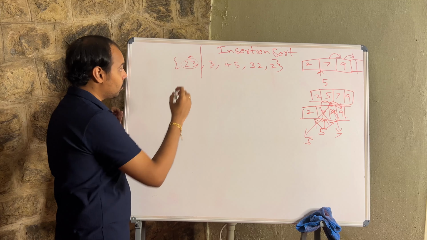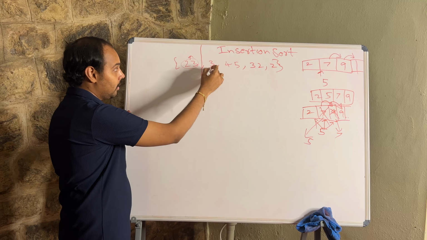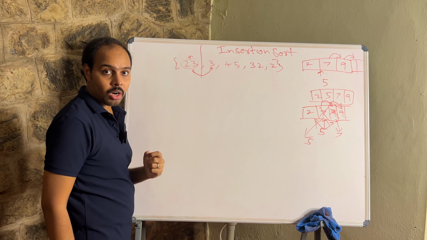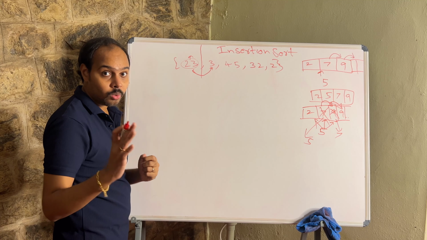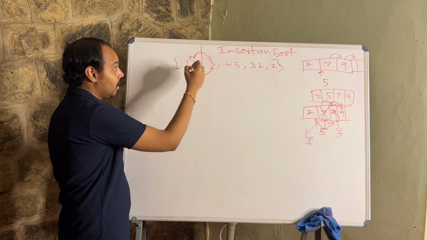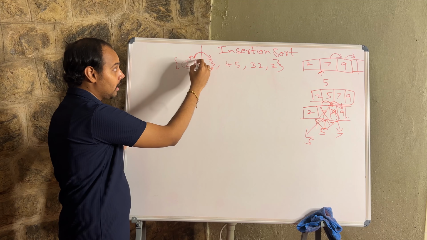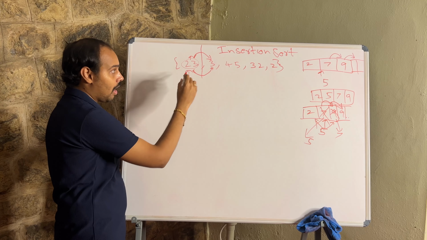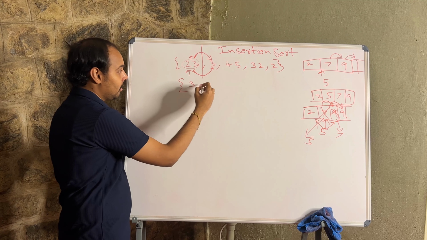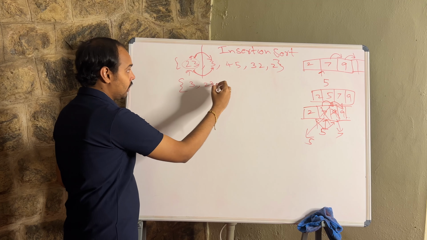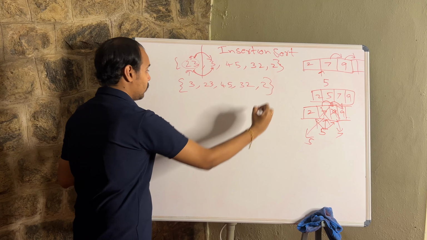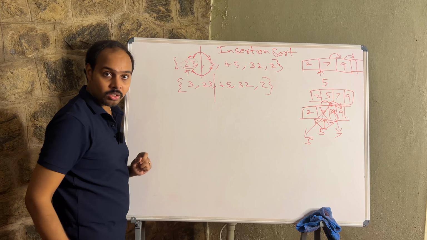So here what can we do? We will compare this element with 23. 3 is smaller than 23. So what will we do to insert 3 there? We will copy it one position ahead, create space for 3, and then we will insert 3. So after this pass, it will look like 3, 23, 45, 32, 2. Now we have 2 elements sorted.